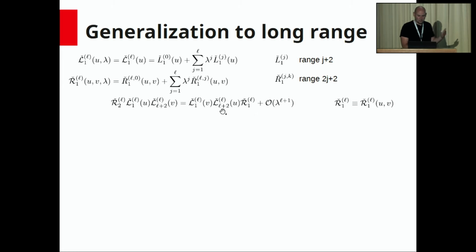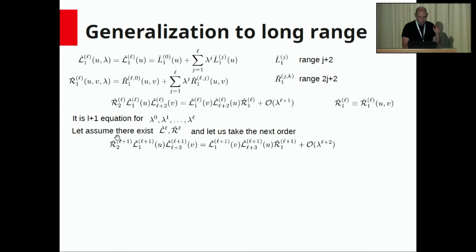in a truncated way. So this equation is satisfied only for this order. So this is an L+1 equation for these orders in lambda. And now let us assume that there exists a solution of this equation. So there exists a level L Lax and R matrices, and let us take the next order. So the next level equation for L+1, which looks like this.